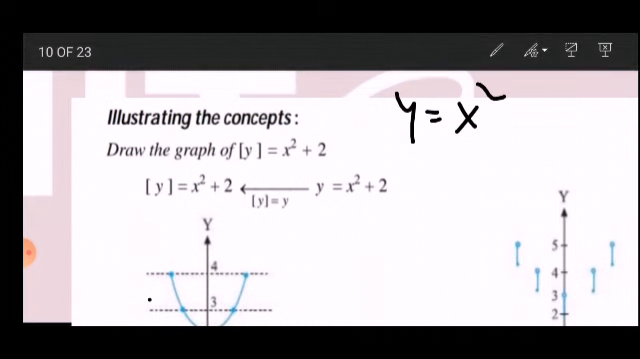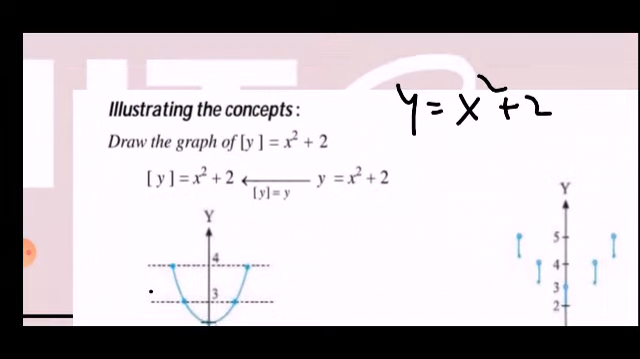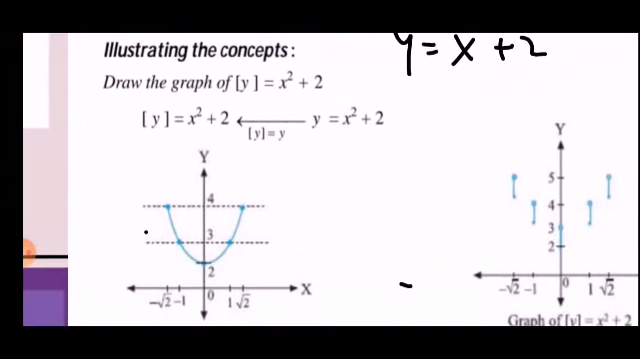We are adding plus 2, so the graph will shift above 2 units. If we are not shifting the axis, then the graph will shift 2 units above. So there is no problem of drawing y equal to x square plus 2. That is the graph like this way, where it extends up to 2 units over here. Just you can see this is the blue line, y equal to x square plus 2.